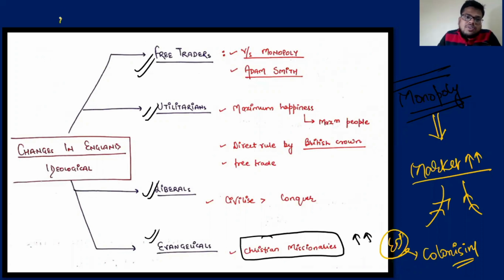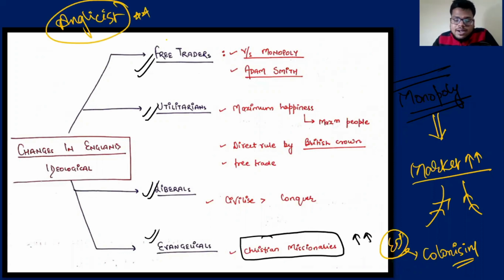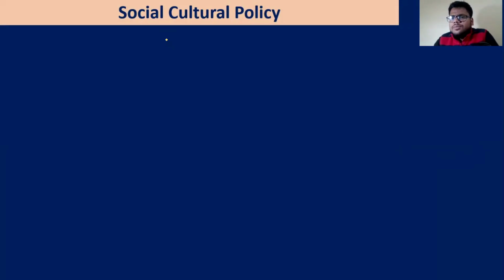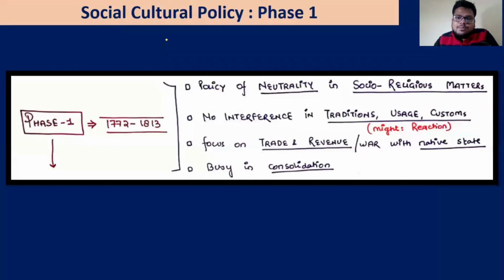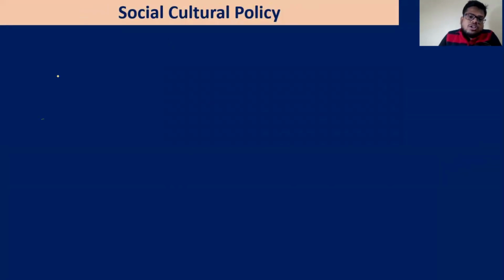So the Anglicist versus Orientalist controversy we have discussed in detail. So these people will be the Anglicists. Those who will say that they should be taught in the English language, English culture, English drama, English literature must be taught to these people so as to civilize them, so as to train them in the modern language. That's it. Very quickly, let us discuss the 3 steps of the socio-cultural policies. So socio-cultural policies can be seen: first, the policy of neutrality.